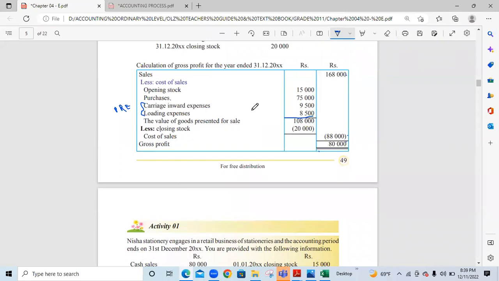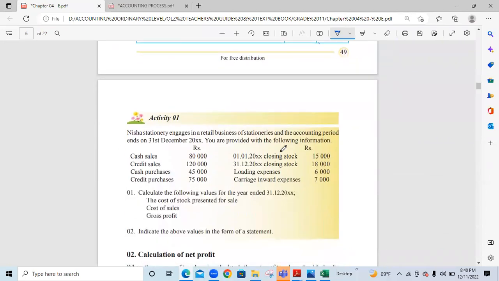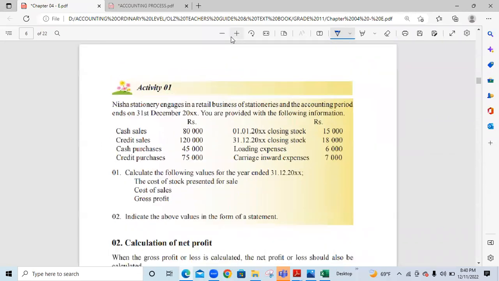What is the difference between carriage inwards and carriage outwards? Guys, carriage inwards is the transport cost of goods from the supplier to the business. It's a purchase related expense. Carriage outward is the transport cost of finished goods from the business to the customer. From the business, when you transport to the customer, is what you call carriage outward.